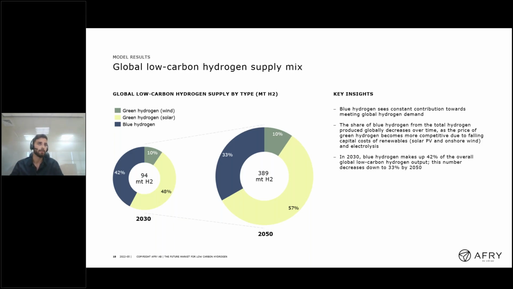When it comes to green hydrogen, we notice that green hydrogen produced from solar and electrolysis setups specifically is mainly displacing the blue hydrogen production, whereas hydrogen production from onshore wind and electrolysis setups maintains the same contribution towards meeting global demand, but still produces in larger amounts.